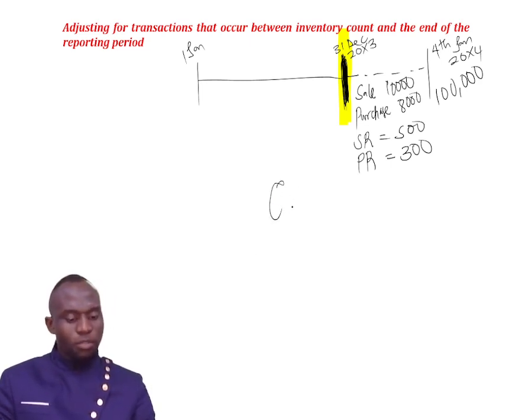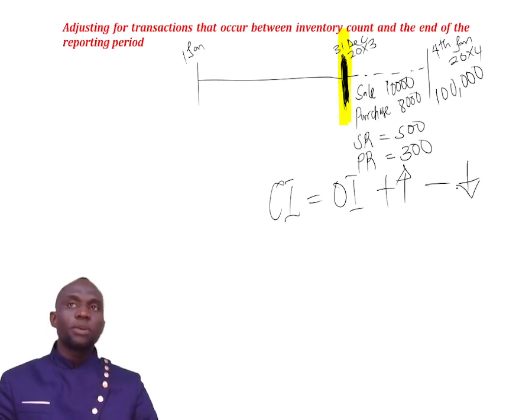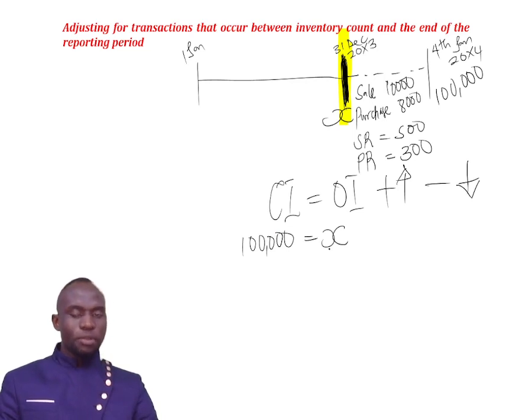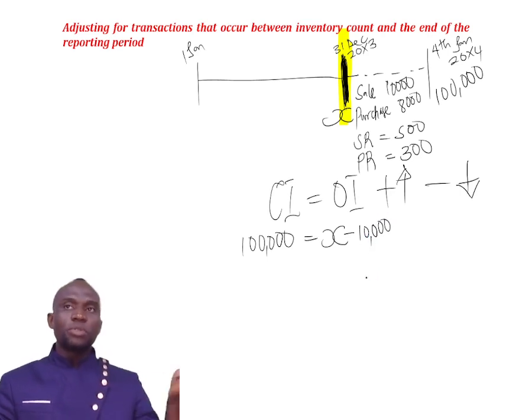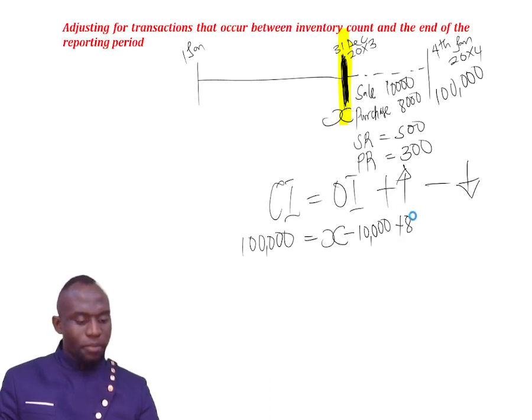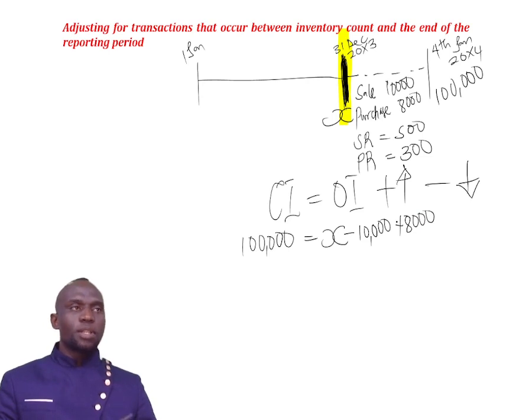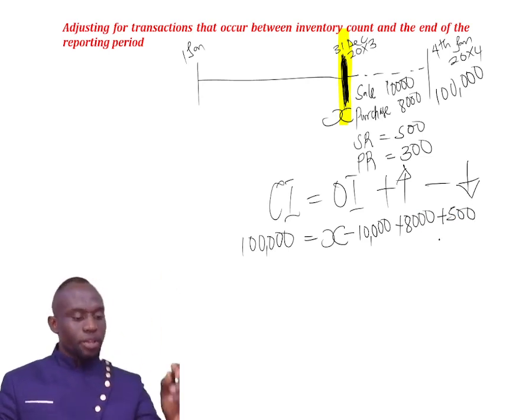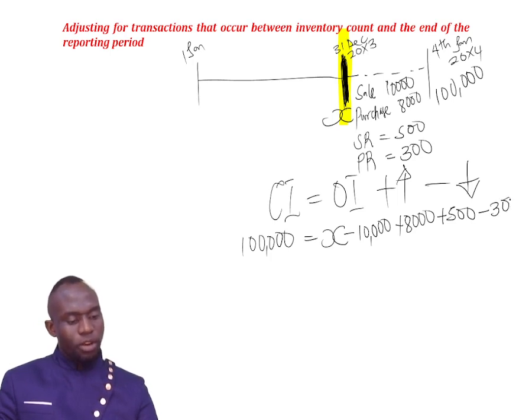So we use this formula: closing inventory is equal to opening inventory plus what increases minus what reduces. Now in this case, what is our closing? It is what we have on 4th Jan next year. So on 4th Jan, we have 100 is equal to what we had at the start. Then we look at the transactions. If we make a sale, what happens? It reduces the inventory. So we subtract 10,000. If we buy more goods, it is added on. So we add 8,000. Sales returns, customers are returning goods back to us. So that one increases what we have. Then purchase returns, we are returning to the supplier. So it is 300.